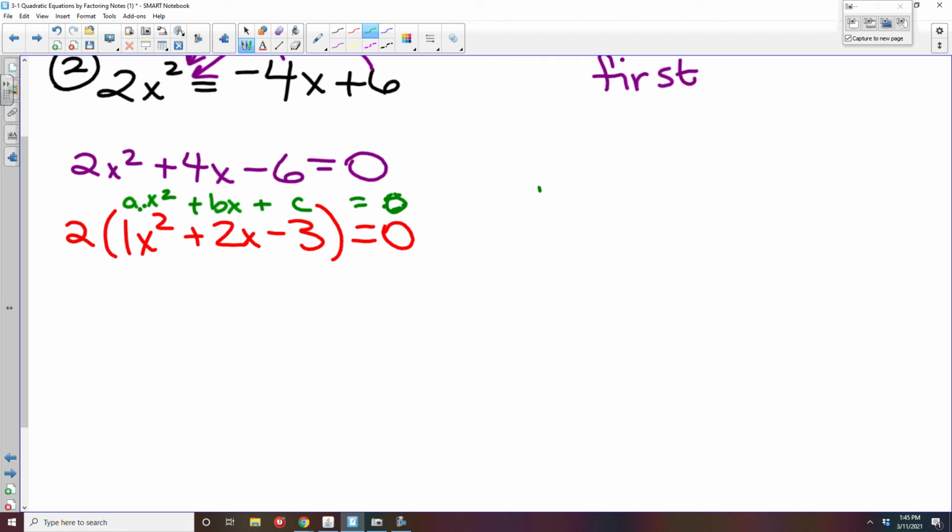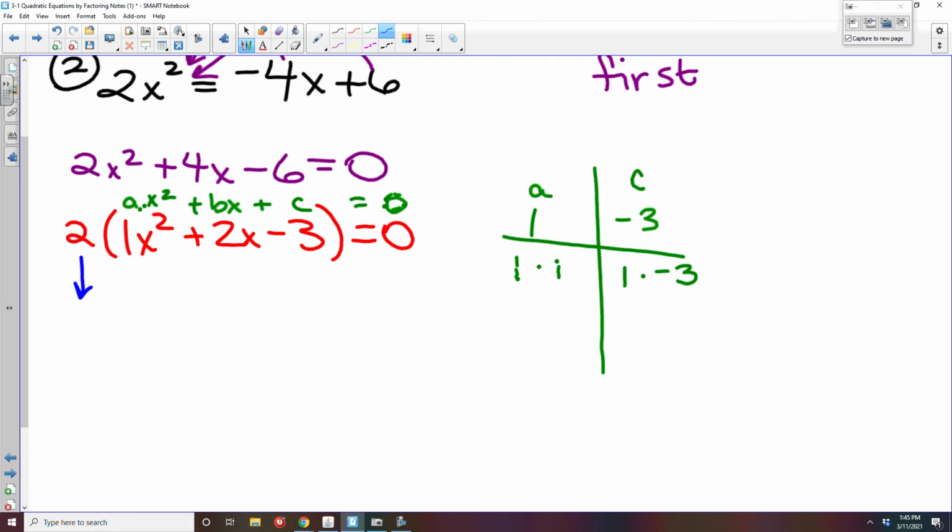So what's our a value? A is 1. You got it. And c is negative 3. Yep, you grab that sign in front. The factors of 1 would be 1 times 1. Factors of 3 would be 1 times negative 3. And we're good. So one thing we cannot forget to do with our GCF is drop it down. So 2 drops down. Then we make our 2 parentheses for our answer.